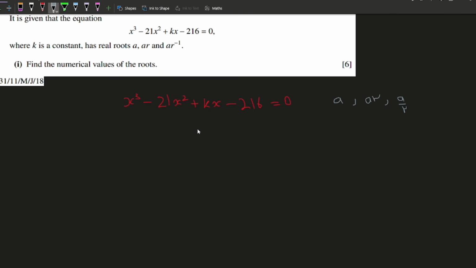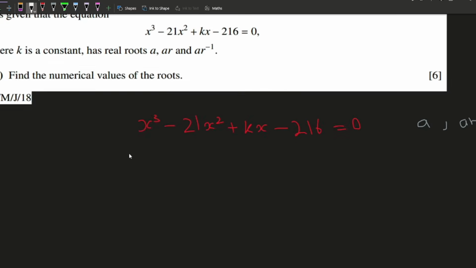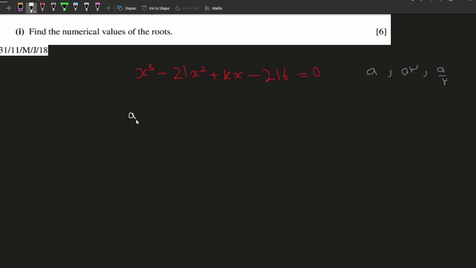We can relate this equation with our Vieta's formula. So let's do that. So the sum of the roots should be equal to minus 21, right? We have learned that the sum of roots a plus ar plus a over r is equal to minus b over a, right?